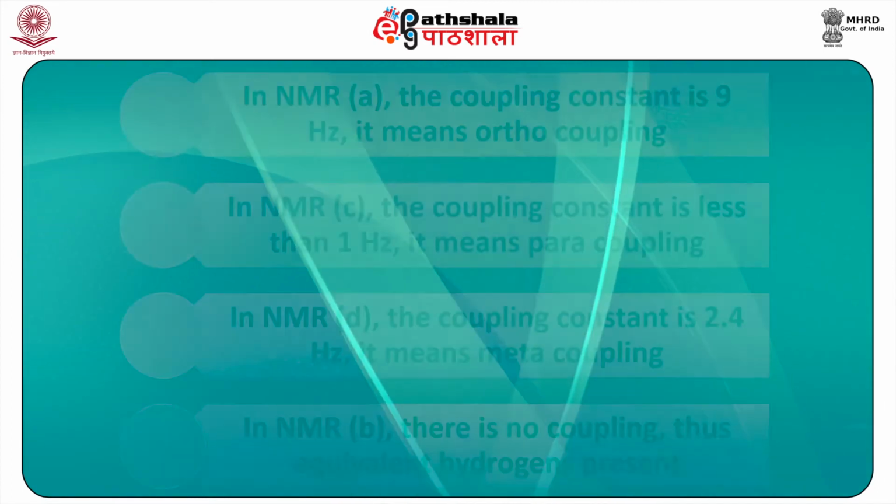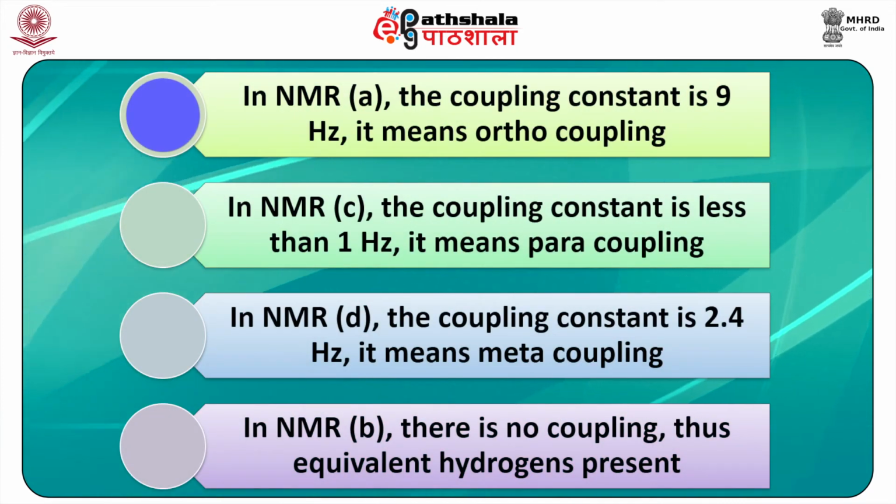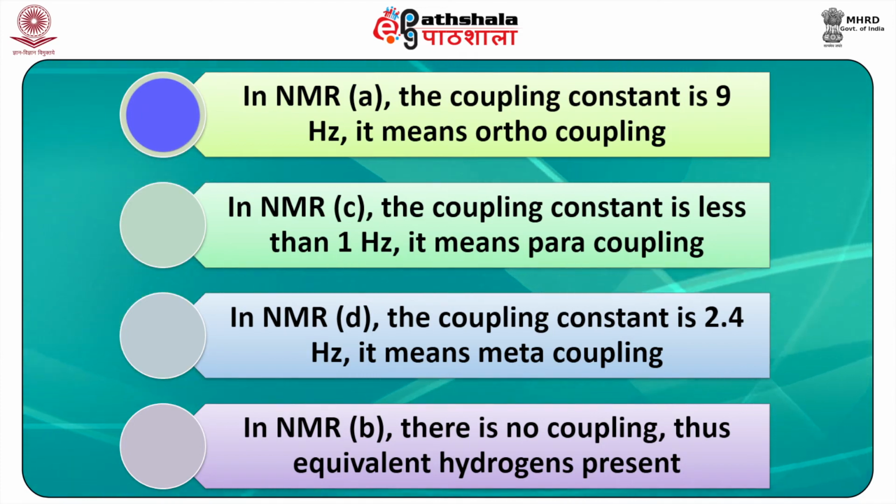An exchange in deuterium oxide is for the phenolic hydroxyl group present in all the molecules. In the NMR spectrum of compound A, the coupling constant is 9 Hertz. It means it is an ortho coupling.